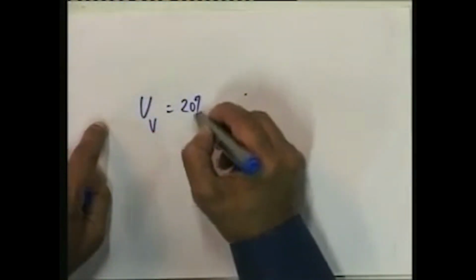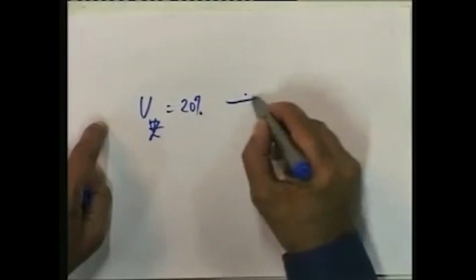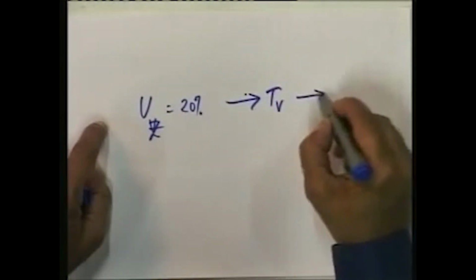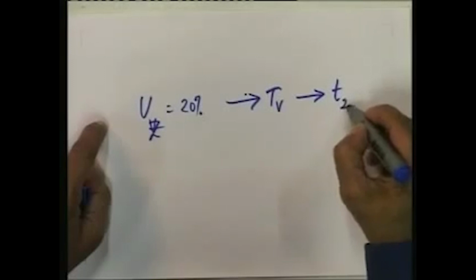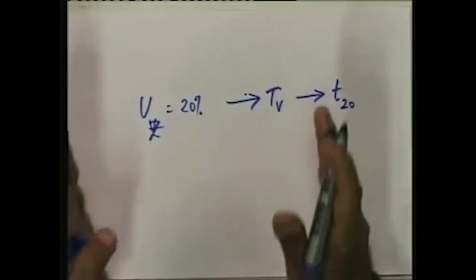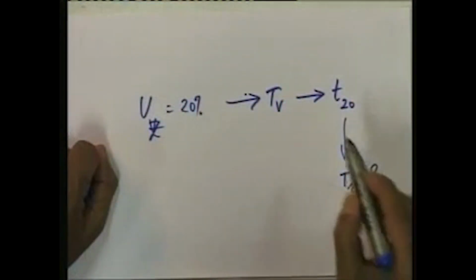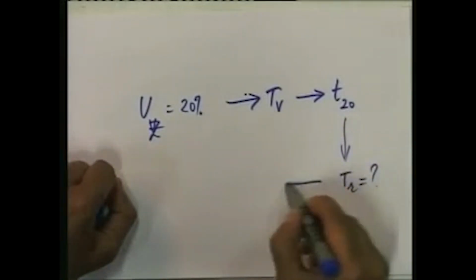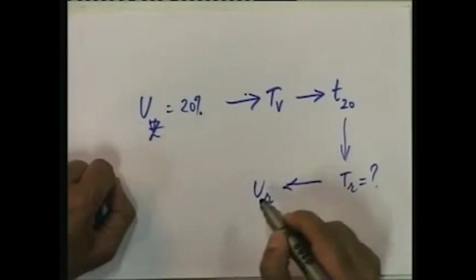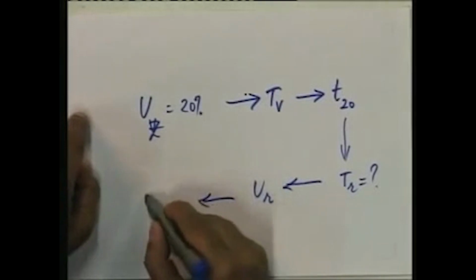What I am trying to do is find out, for that vertical consolidation, the corresponding TV. For a UV or UZ of 20%, what is the corresponding TV and the corresponding small t20? At the same time, if sand drains are provided, what will be TR, and therefore what will be UR, and therefore what will be U?